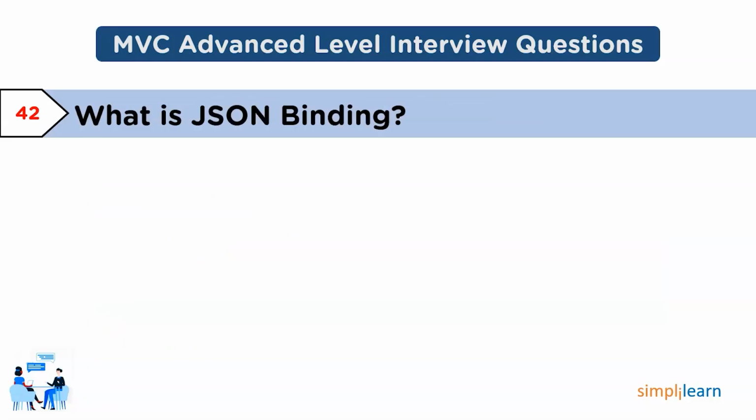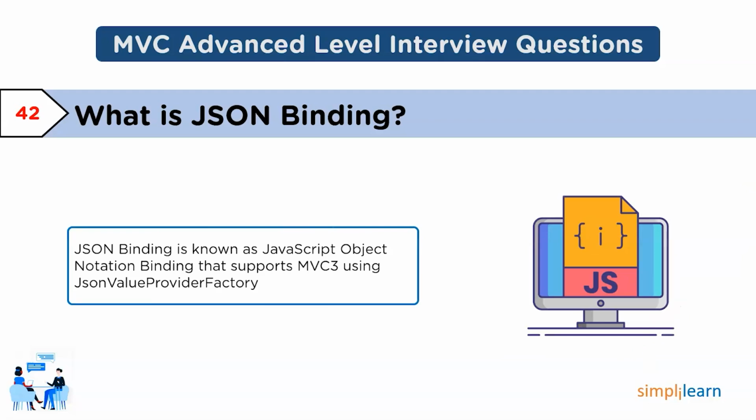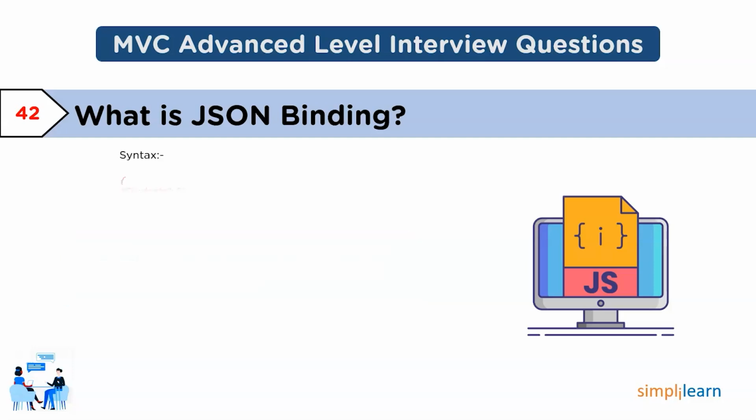What is JSON binding? JSON binding, known as JavaScript Object Notation binding, supports MVC3 using the JSON value provider factory. It allows action methods to accept and model bind data in JSON format. This is a simple program that shows how to bind data using JSON binding.